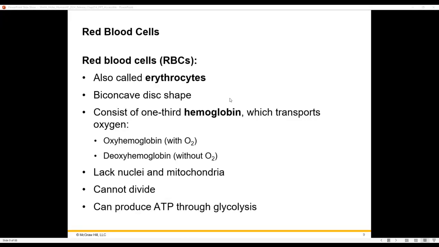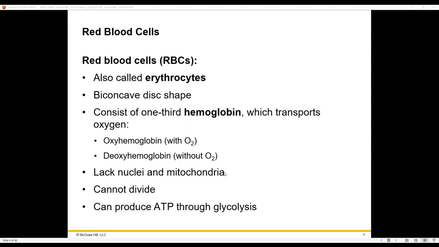So let's start with the red blood cells. We also call those erythrocytes. They're biconcave disc shaped. They consist of 1/3 hemoglobin, and this transports oxygen. When oxygen is bound to it, we call it oxyhemoglobin. When it does not have oxygen, deoxyhemoglobin.